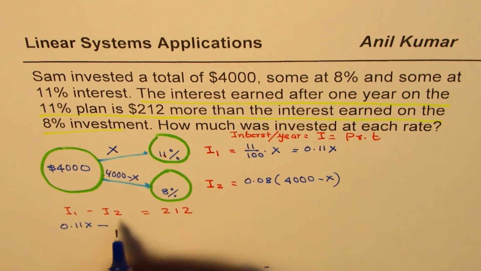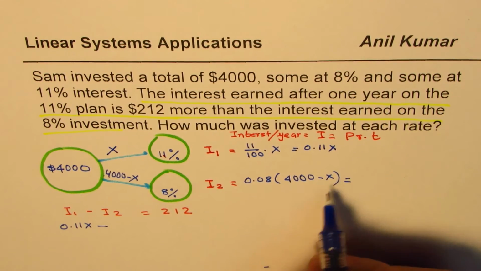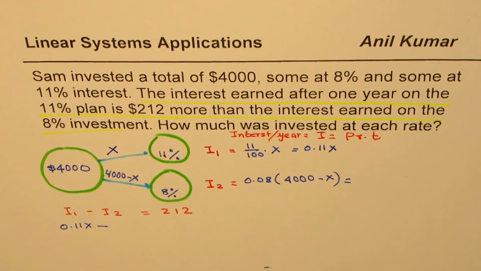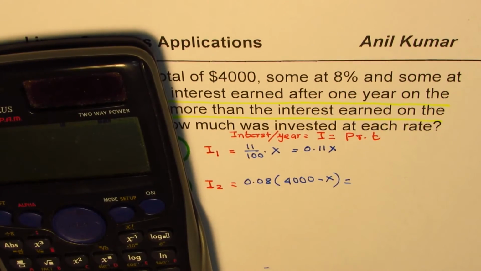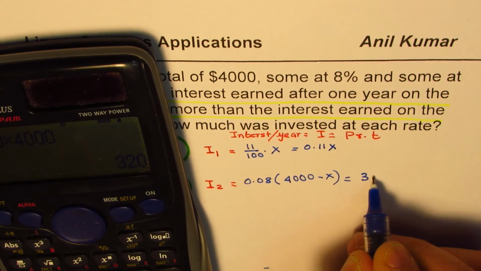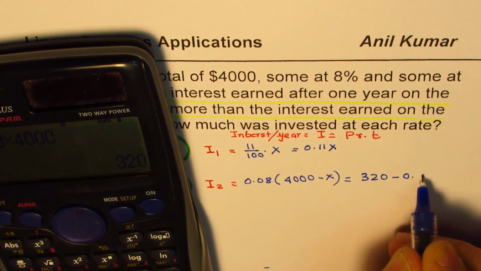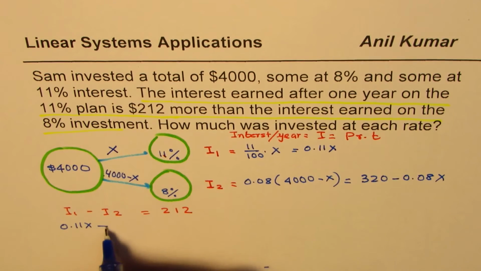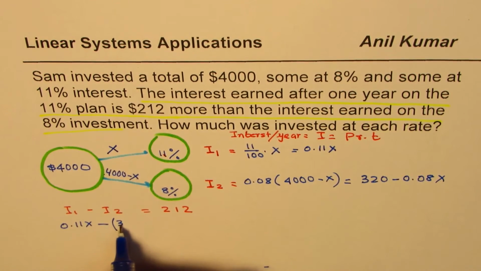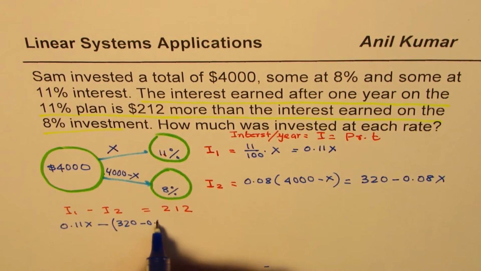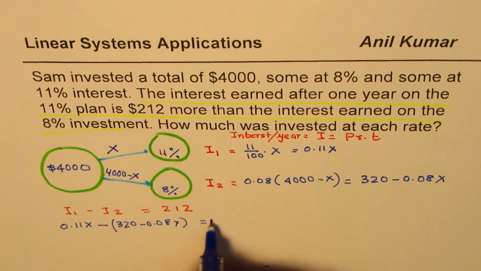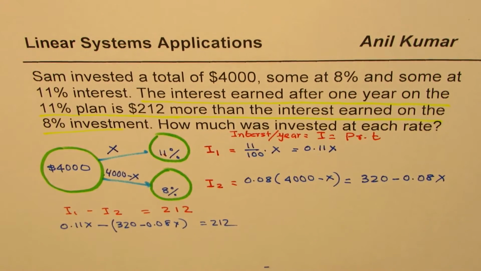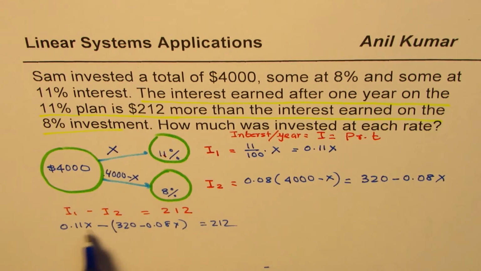So let's rewrite this. 0.11x take away this much, which we could actually simplify here itself. Let me multiply this and see what we have here. So we have 0.08 times 4,000 equals 320. Let me write this as 320 minus 0.08x. Does it make sense? Simpler to write. So we'll write within brackets 320 minus 0.08x equals 212. Perfect. Now we can open this bracket.